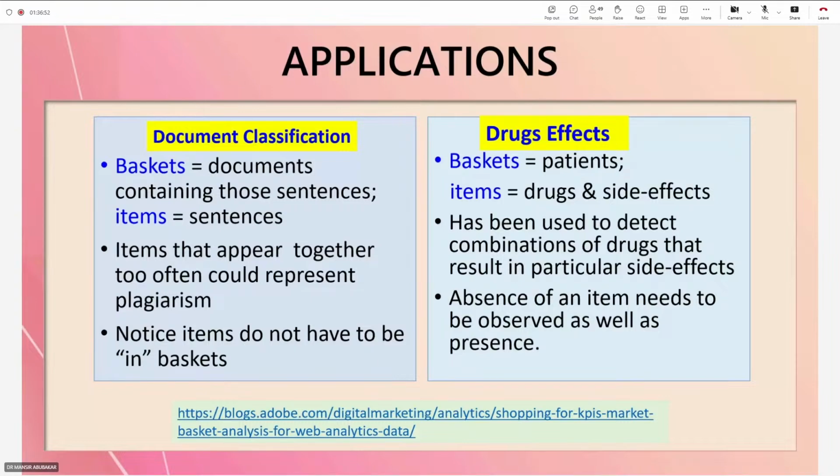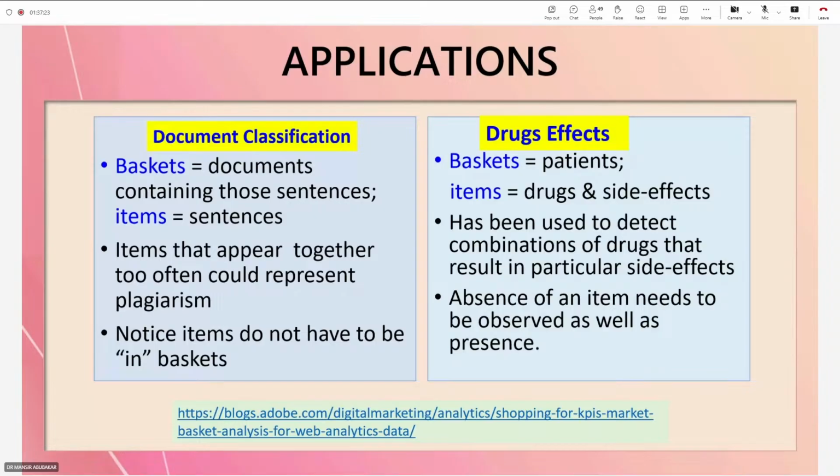Then it has been used to detect combinations of drugs that result in particular side effects. So maybe a particular patient was given 2 or 3 medicines at the same time when he visited the hospital. Then he reported that he has side effects. Another patient also reported side effects. So from there, they can analyze and say, okay, maybe we gave them similar medicine at the same time.